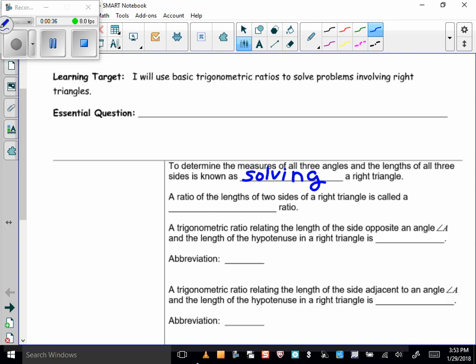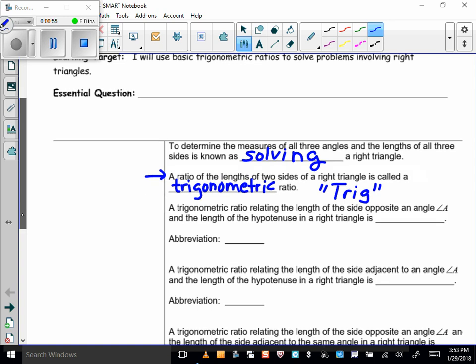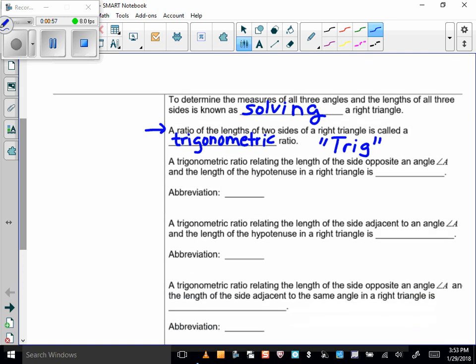Okay? A ratio of the lengths of two sides of a right triangle is called a trigonometric ratio. And again, we're going to call it a trig ratio because that's just too hard to say. It's a ratio of the lengths of any two sides of a right triangle. Okay, so now we're going to tell you what the trig ratios are.